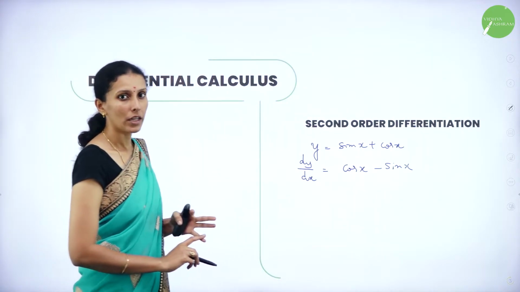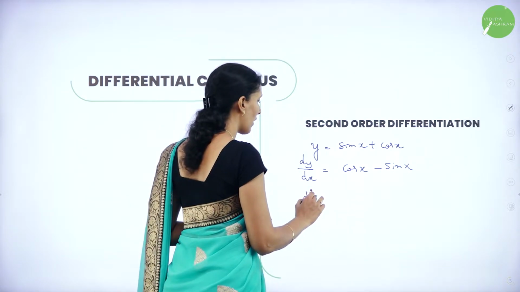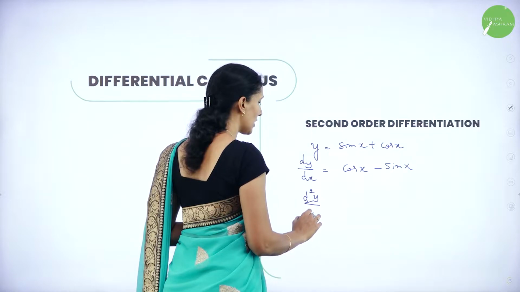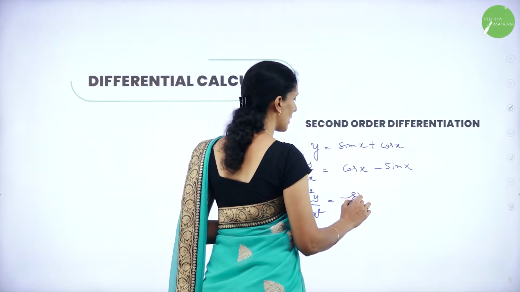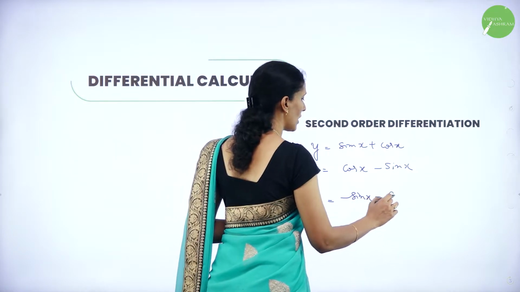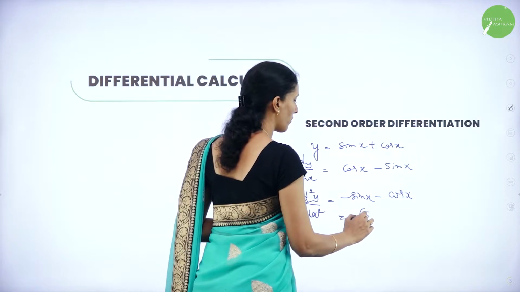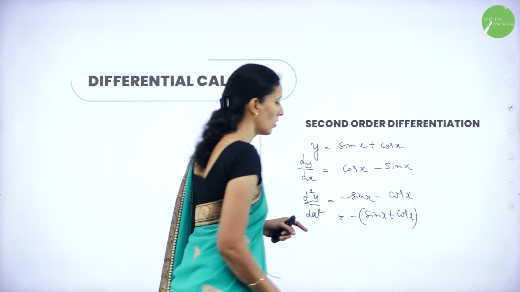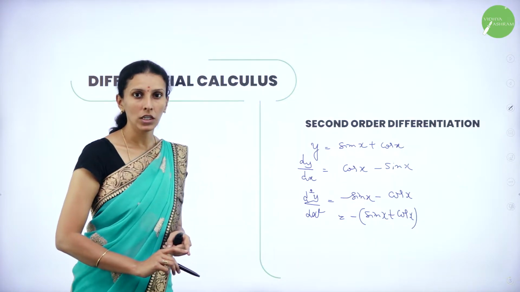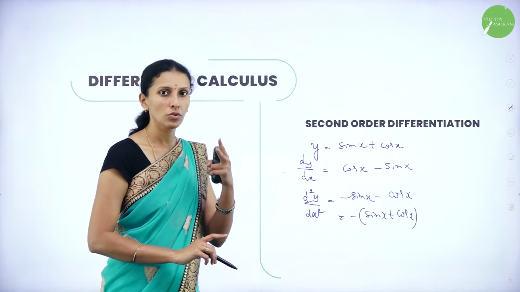Again differentiating the derivative, that is, you are deriving it a second time. So we will write it as d square y by dx square, and differentiation of cos x is minus sin x, differentiation of sin x is cos x. So here you can write this as minus of sin x plus cos x. So this is nothing but the second order differentiation, that is, deriving the given function 2 times.